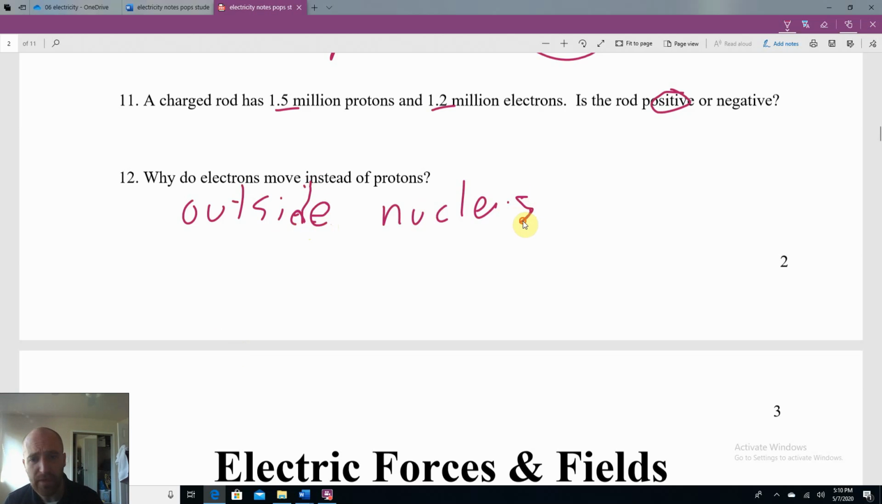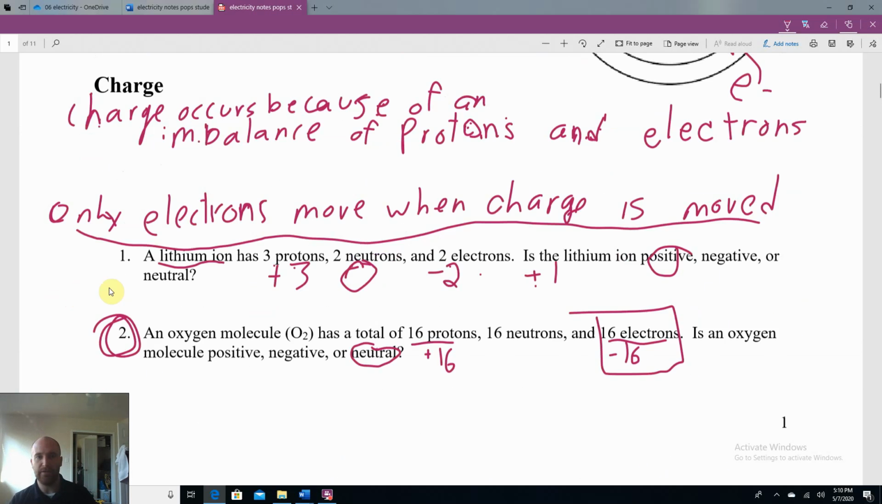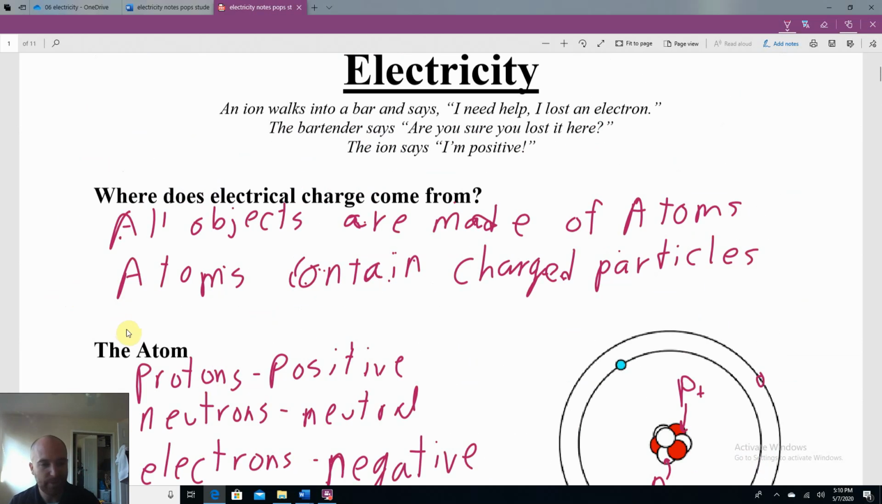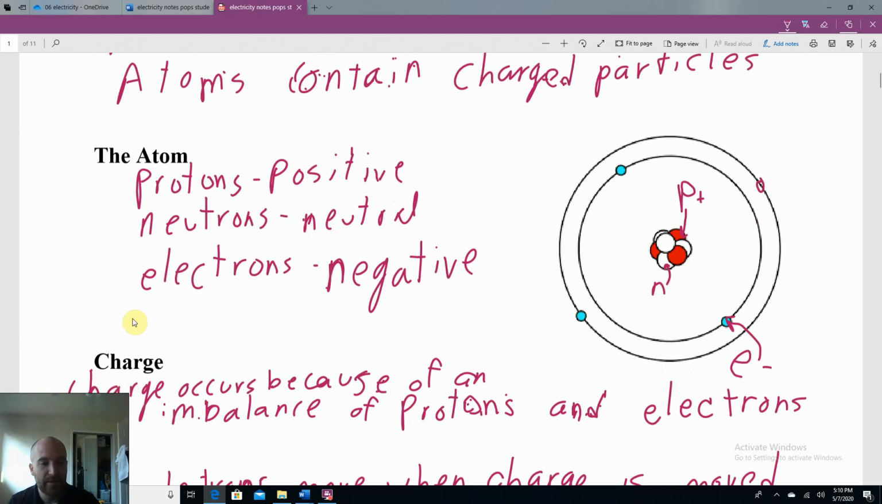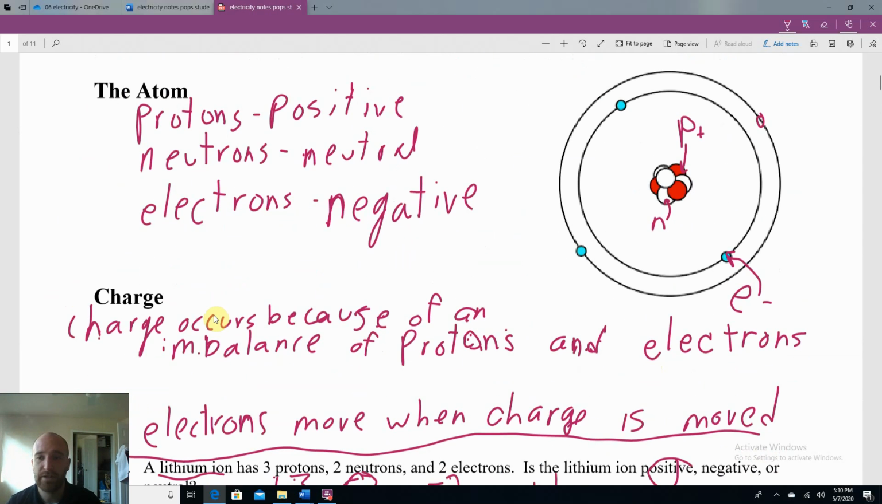Alright, that's it. What I'm looking for you to know here is that charge is the result of these protons, neutrons, and electrons, and that we can charge objects positively or negatively by moving electrons. If an object has more protons than electrons, it's positive. If it has more electrons than protons, it is negative.